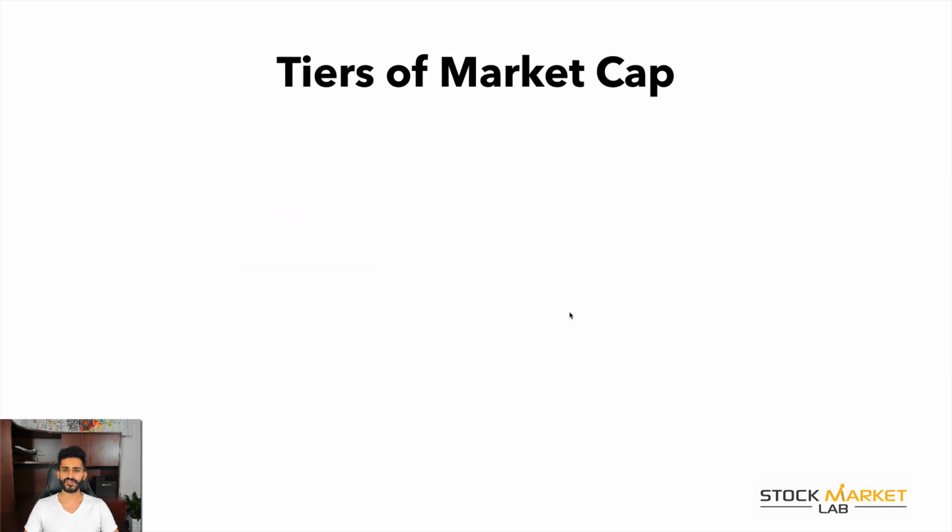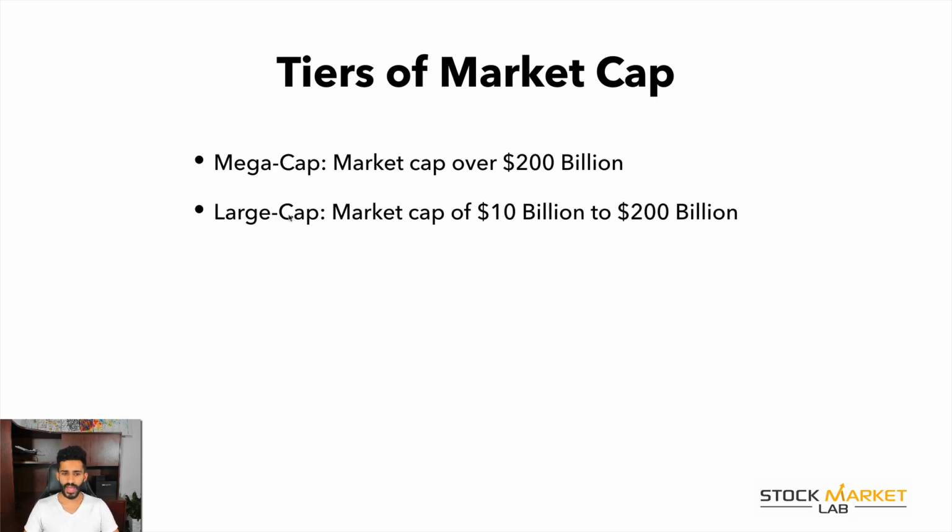Now there are certain tiers of market cap that I want you to understand, right? The first one is mega cap. This is basically any stock with a market cap over 200 billion. We then have large cap. This is any stock with a market cap of 10 billion to 200 billion.